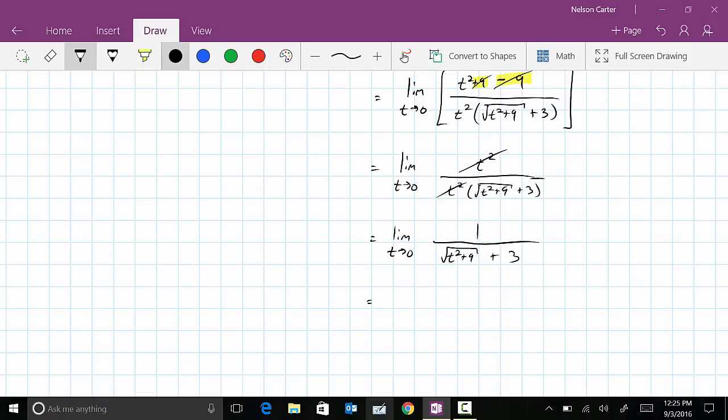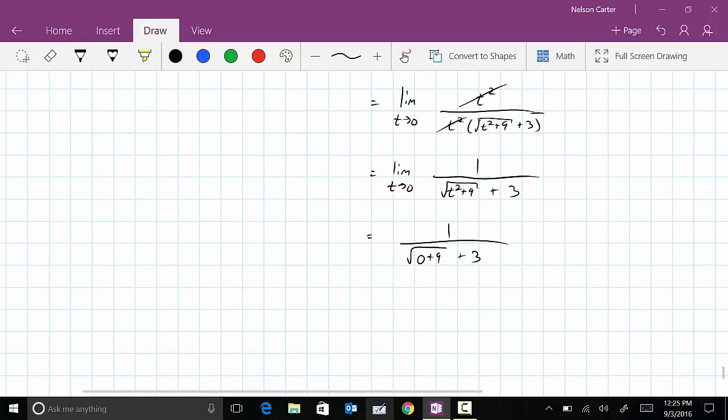So now when we plug in 0, we're going to get 1 divided by the square root of 0 plus 9 plus 3. So now we can use the direct substitution property. And when we directly substitute, once we evaluate the limit, that's when we stop writing the limit statement. We're left with 1 over, and we've got the square root of 9, which is 3, and plus 3, so that's 6. So 1/6.